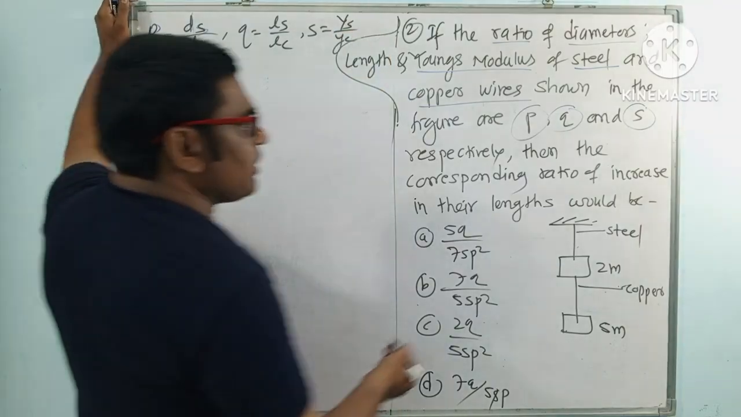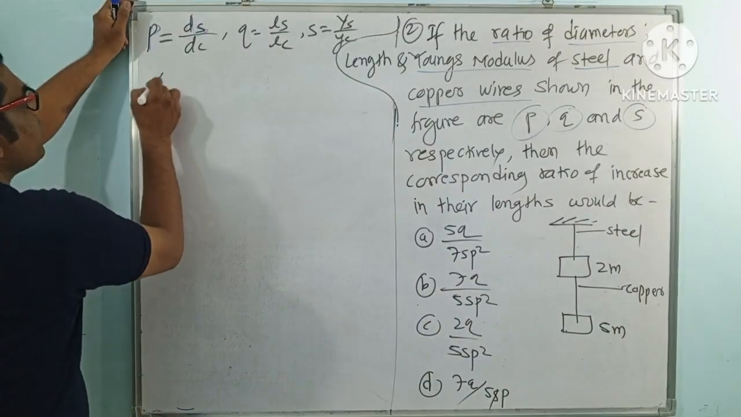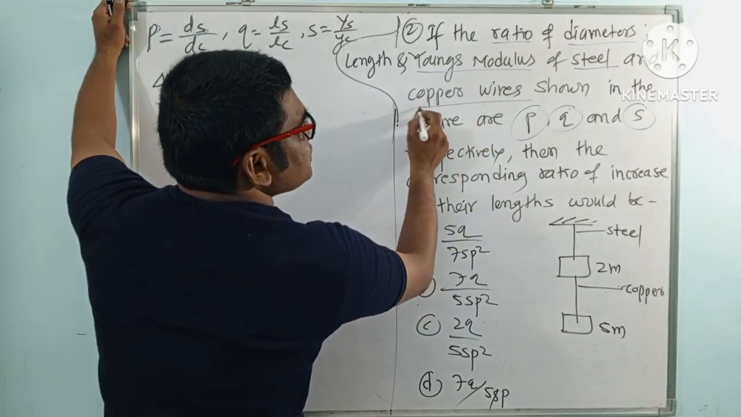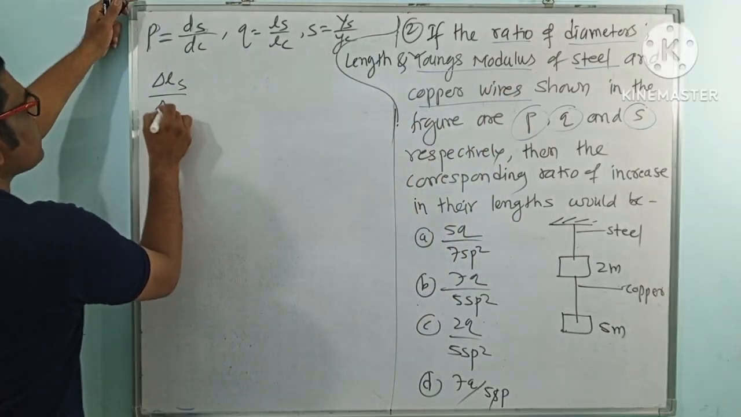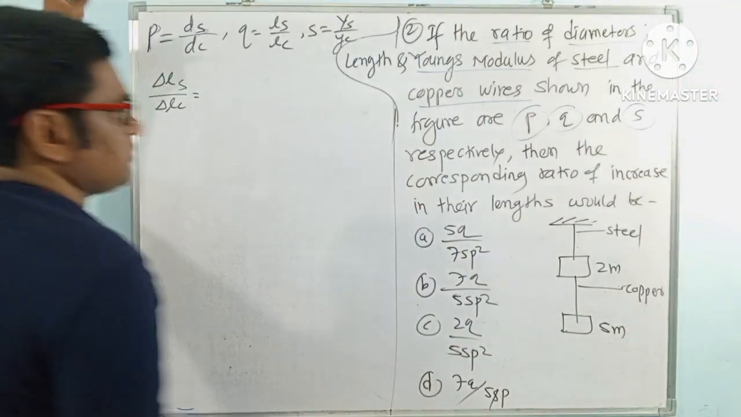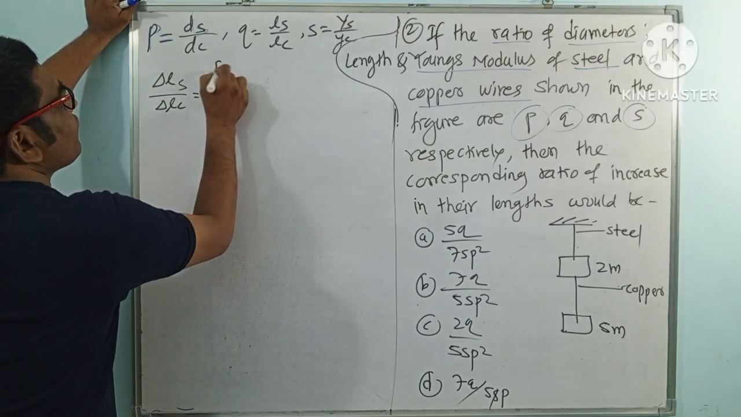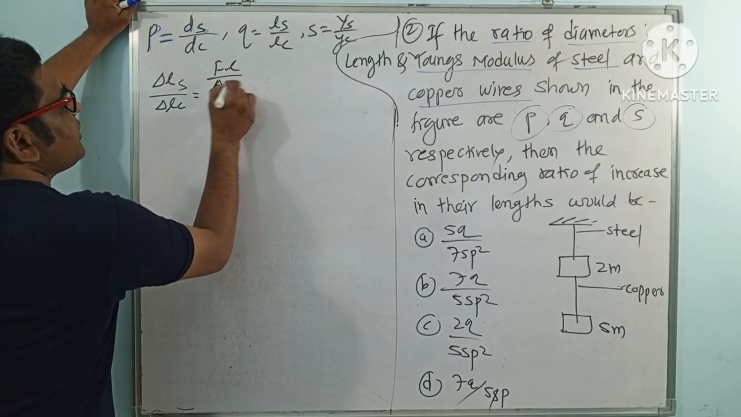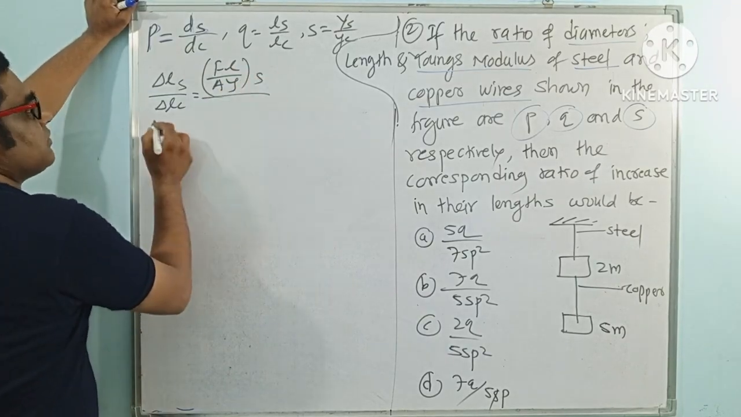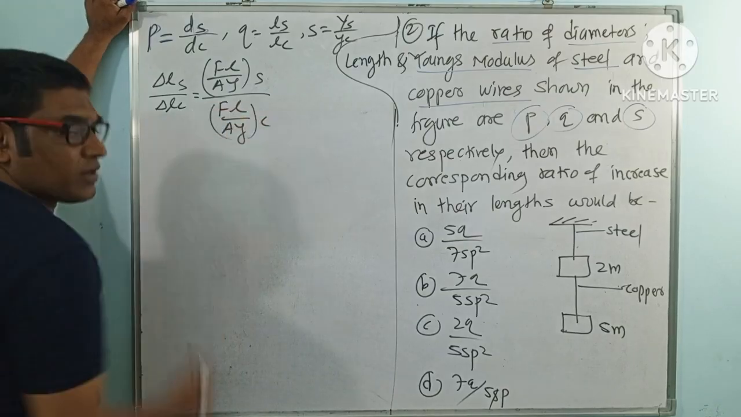This is what is given. Then the ratio corresponding to their increase in lengths would be. So delta L of first is what? First is steel to the copper. Steel to the copper we have to calculate. So what will be the formula for this? Formula for this will be what? FL by A into Young's modulus for the steel, then FL by A into Young's modulus for the copper.